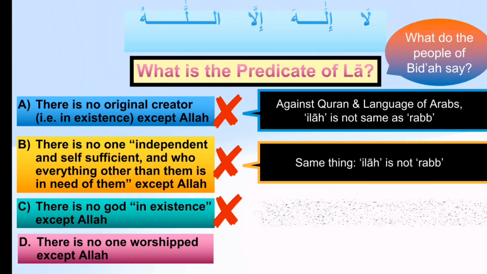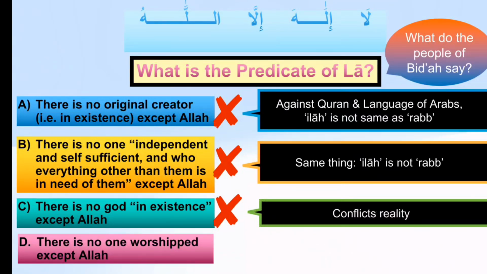Now, this is wrong because it conflicts with reality. If you look around, people are worshipping all kinds of things. So that's not true. There are false gods around that are being worshipped. So if you say there's nothing being worshipped in existence except Allah, that's not true. Otherwise, why are there mushrikeen in the first place? And lastly, there is no one worshipped except Allah.